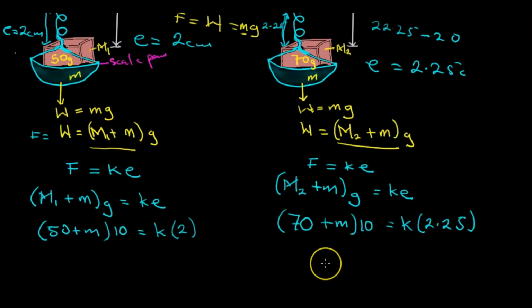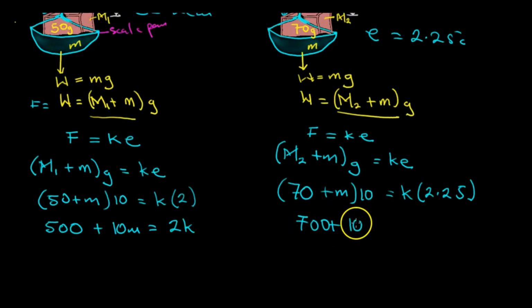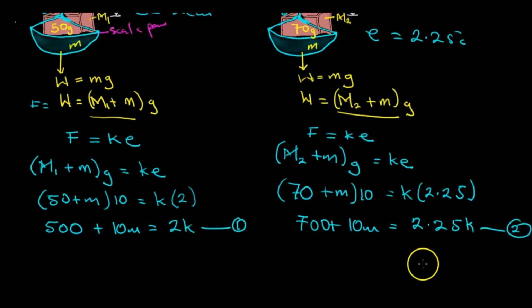So we are going to expand. At this point, it's just algebra. Here, if I open this bracket, I get 500 plus 10m equals 2k. And here I get 700 plus 10m equals 2.25k. So this gives me two equations which I have to solve simultaneously. I can decide to simplify or just proceed with my calculation. So let me call this equation 1 and call this equation 2.